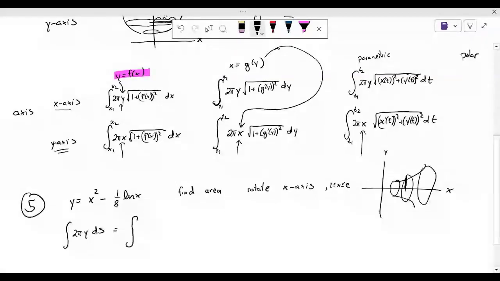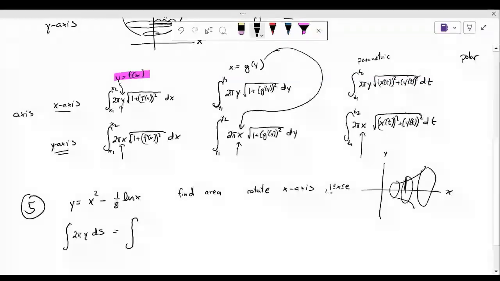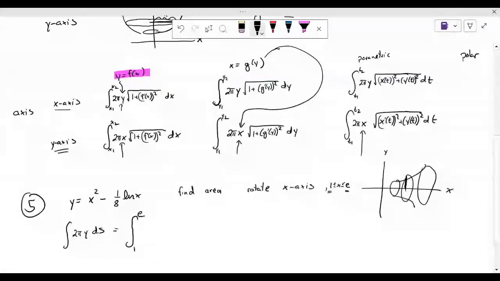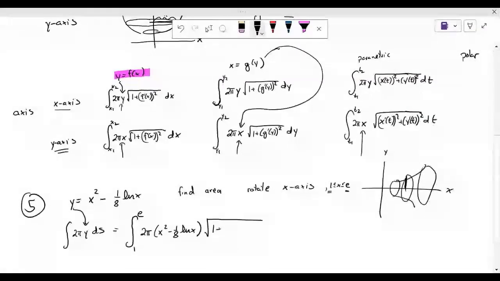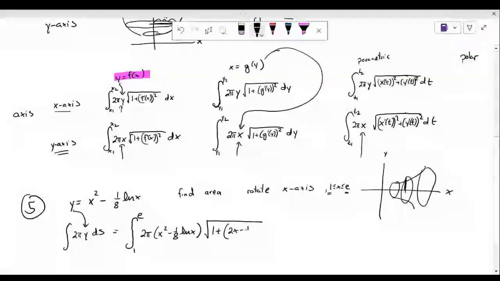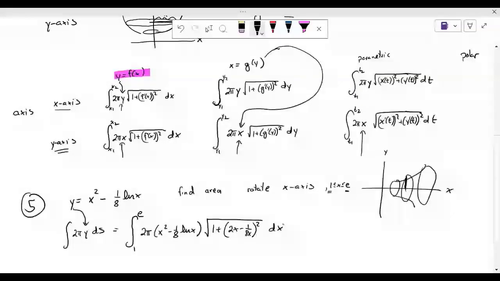Since y is a function of x, we're going to end up integrating with respect to x. So the bounds will be x values. So y needs to be replaced with a function of x so that we only have x's in our integrand. And we know ds, when y is a function of x, is the square root of 1 plus the derivative of y with respect to x, squared. And so that's the setup.